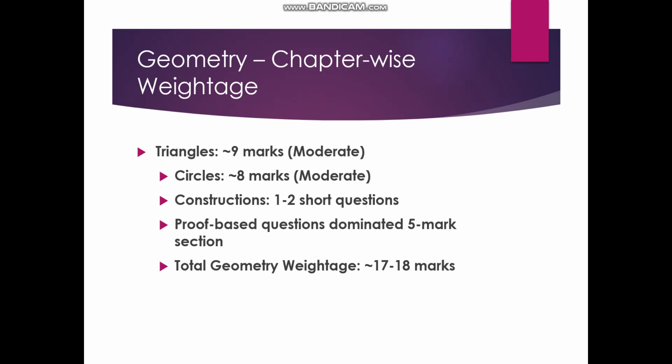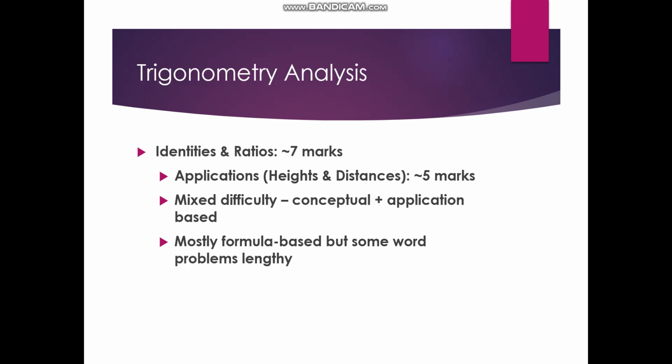These are the overall weightages of the geometry portions. Triangles: this time CBSE set 9 marks from the triangles chapter also, and the questions lie in the moderate zone. From circles 8 marks, and construction 1 to 2 such questions, and proof-based questions dominated the 5 mark sections. I have already mentioned that one question came directly from the NCERT textbook, to prove Thales theorem. The total geometry weightage is about 17 to 18 marks. So this time CBSE emphasized geometry more.